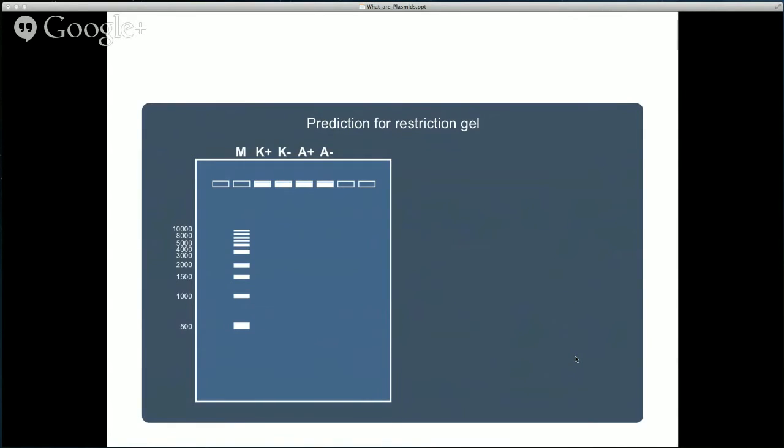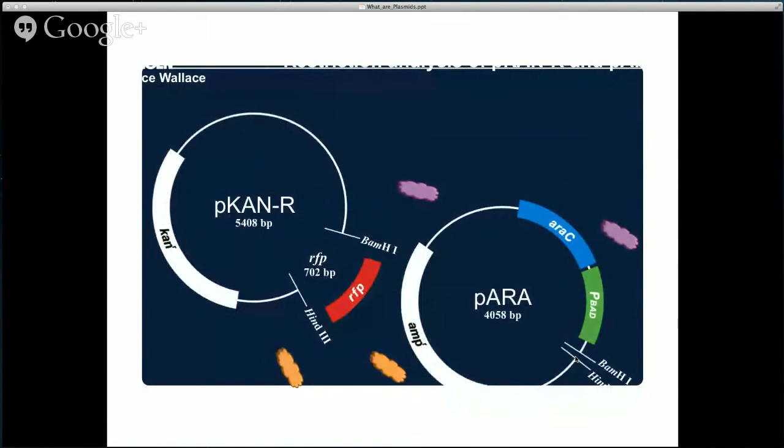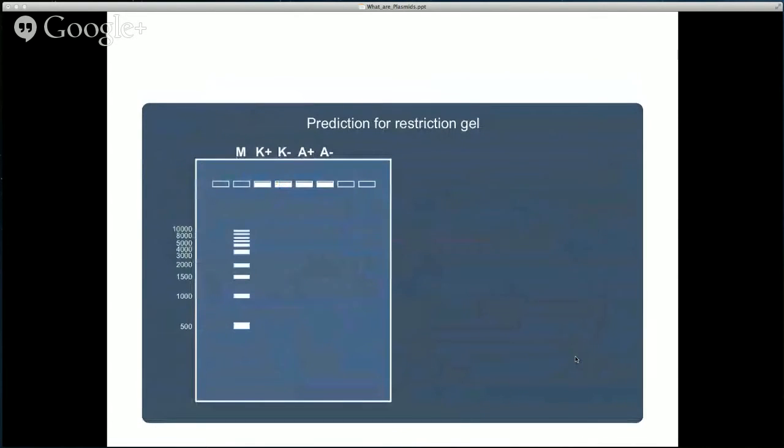So essentially what they're doing in this little experiment right here, we have M for marker, also known as the ladder. Ladder may be a little bit easier to understand. K plus, K minus, A plus, A minus. So if we go back, our pKAN, that's our K, and pARA, that is our A. And what we do is we always want to make sure we're actually cutting our DNA. So we always have a control. That's why there is a plus and a minus. Plus means that is the part of the gene that you've actually cut. The K minus, that is the control. You don't add any restriction enzyme.